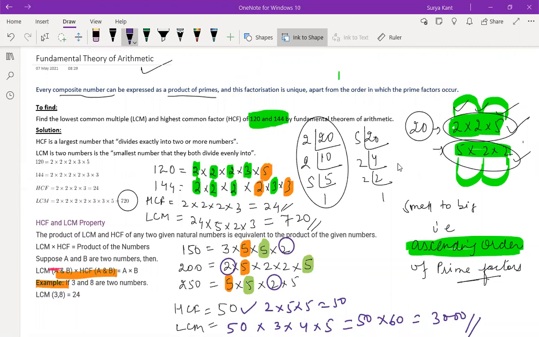Fine. So now we have a property of HCF and LCM: the product of LCM and HCF is nothing but the product of both the numbers. Suppose you are finding the LCM and HCF of 120 and 144. What is the LCM of 120 and 144? It is 720.